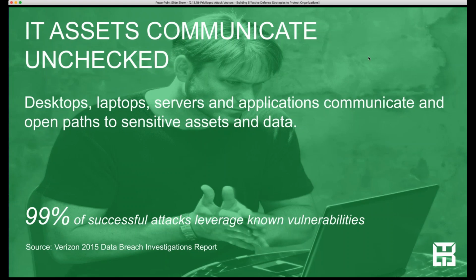Now back to lateral movement. IT assets communicate unchecked. There's tons of cross-communication that should not occur. Want to understand this better? Think of WannaCry. Think of Petya. There's no reason many of those systems that infected large corporations should have allowed that ransomware to propagate. It should just not have occurred, period.